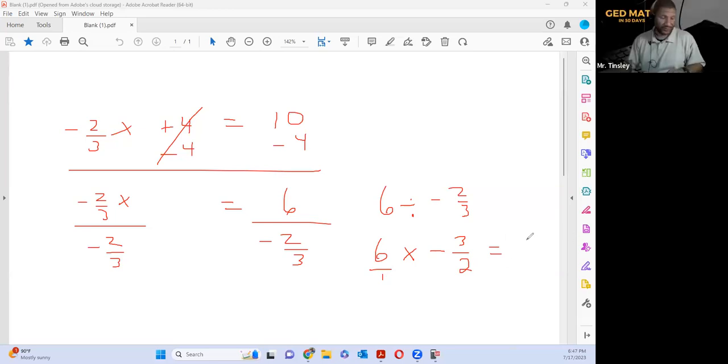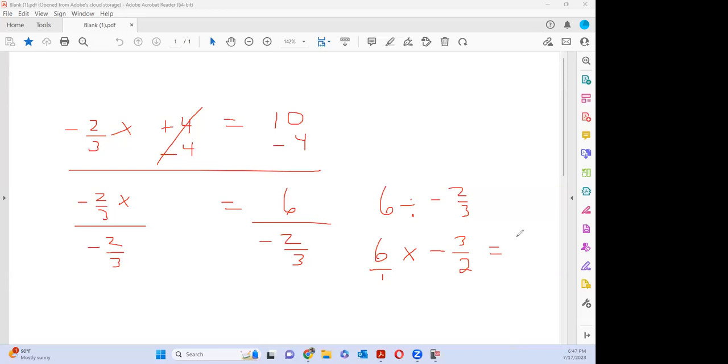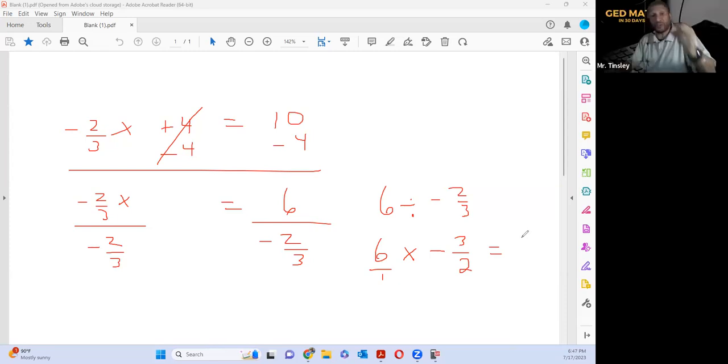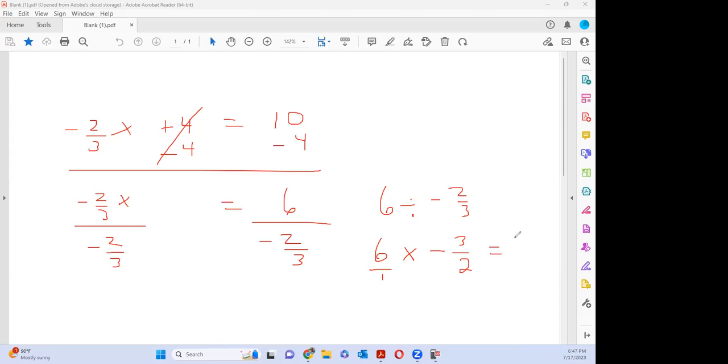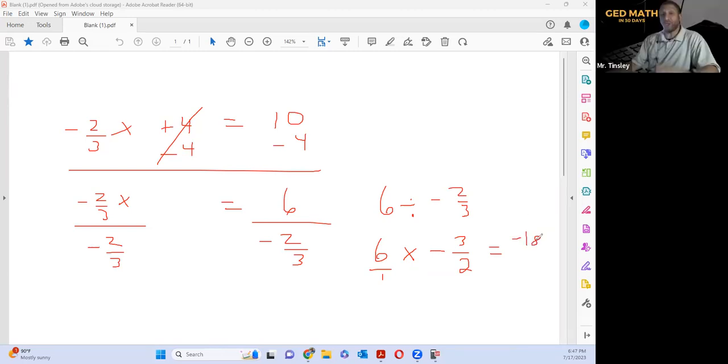What's 6 times negative 3? You should be okay doing 6 times negative 3 just like that. If you can't, you need to practice with your signed numbers. If you can't do 6 times negative 3, there's a problem. What's 6 times 3? 18. Negative 18. You should know 6 times 3 is 18. You should know a positive and a negative makes a negative.